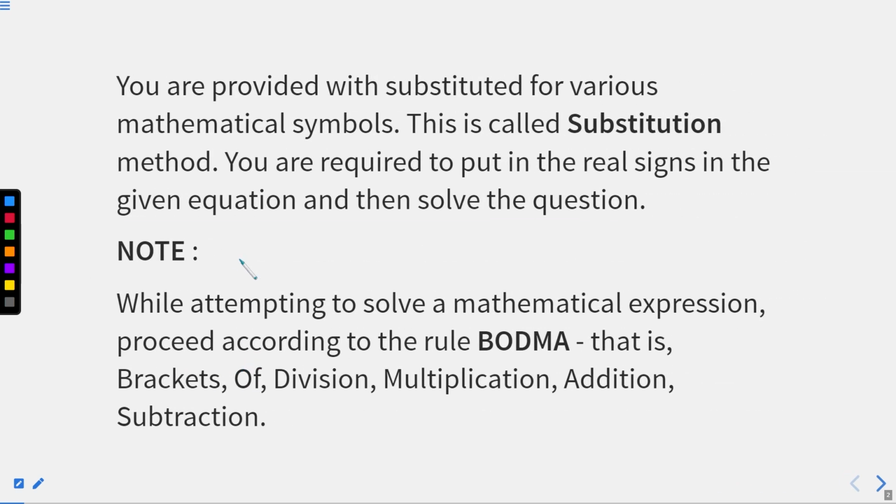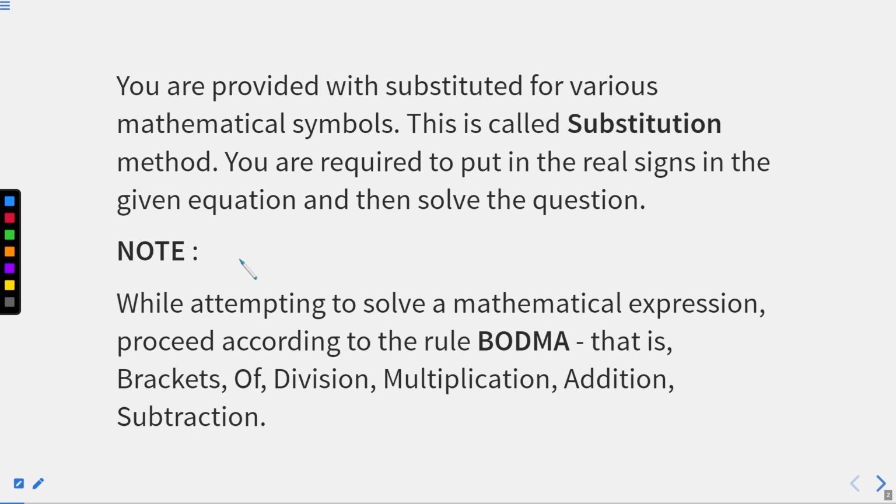So here is the first instruction. You are provided with substitutes of various mathematical symbols. This is called the substitution method. Here I'm going to provide you certain symbols which depict some mathematical operation. You are required to use those symbols and find out the answer.